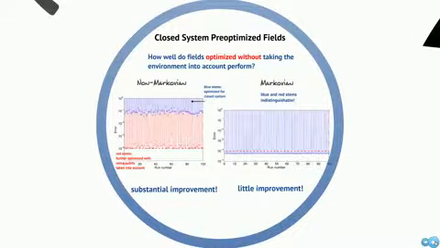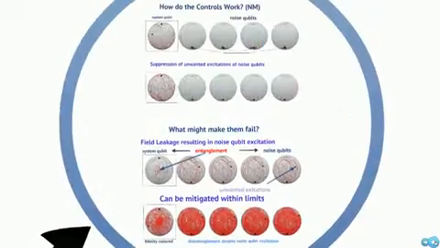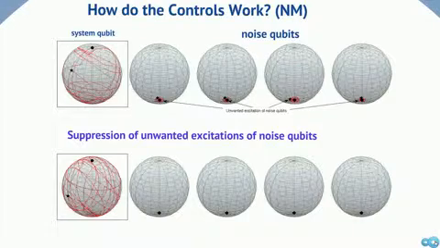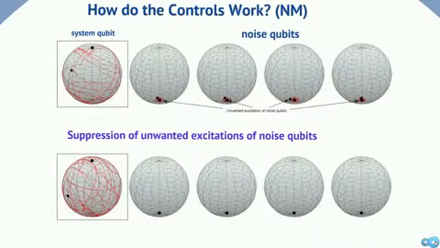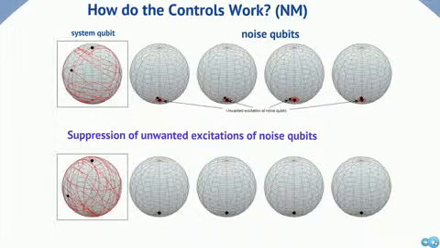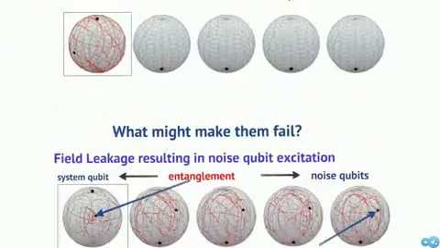We also consider how fields optimized in a closed system setting perform for open systems. In a non-Markovian case, the fields can be substantially improved by explicitly considering the environment, while almost no improvements are seen in the Markovian case. How do the controls work? In the non-Markovian case, Bloch-sphere trajectory plots show that the improved performance of the controls is mainly due to suppression of indirect noise qubit excitations that result when the closed system optimal fields are applied.